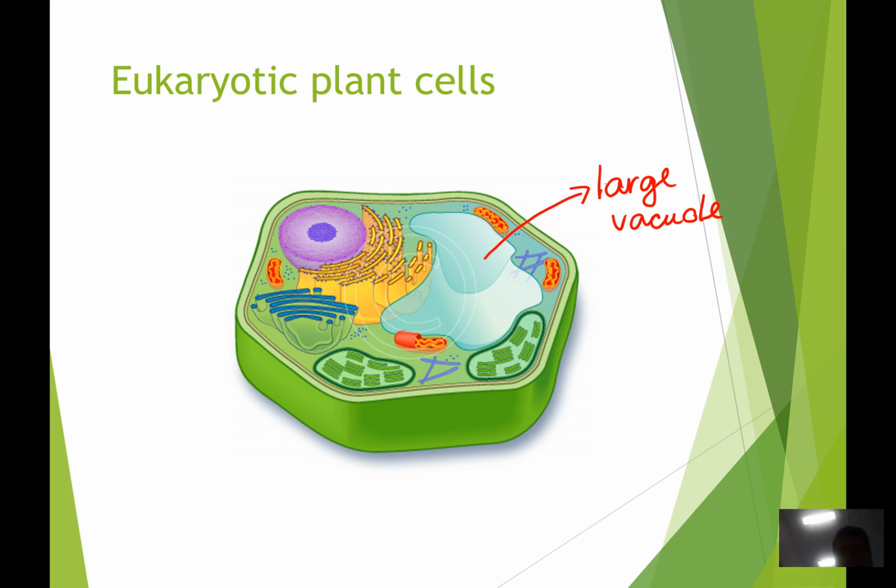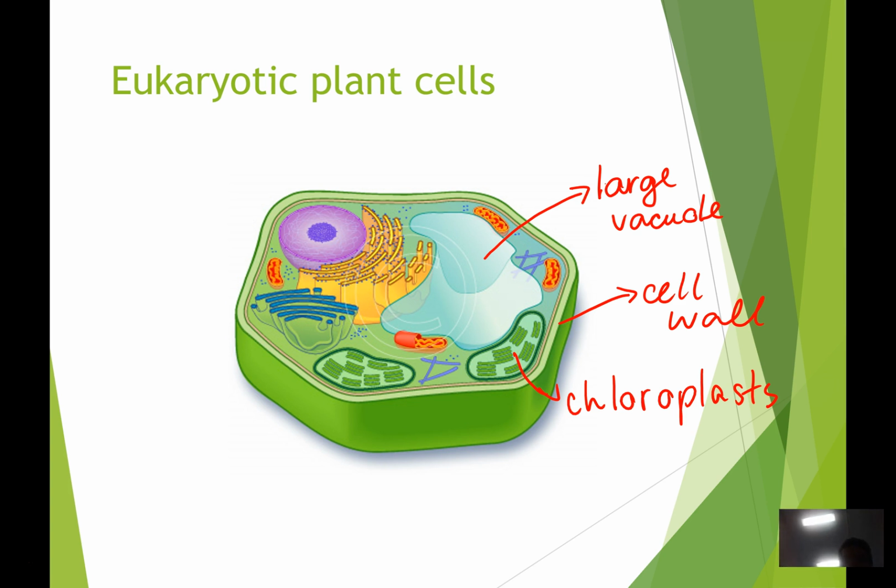All right. We've also got a very thick cell wall. And then probably the most important difference between eukaryotic animal cells and eukaryotic plant cells are these guys here, which are the chloroplasts. And they're going to be extremely important when we're talking about photosynthesis. But as you can see, not too many differences between animal and plant cells.